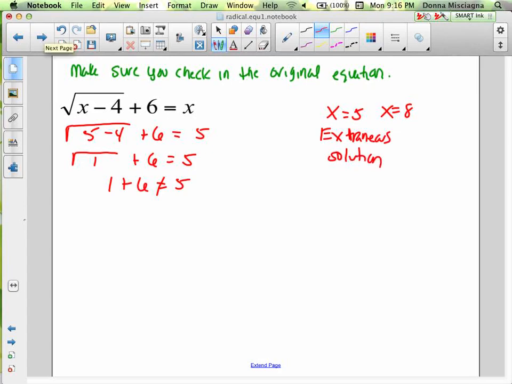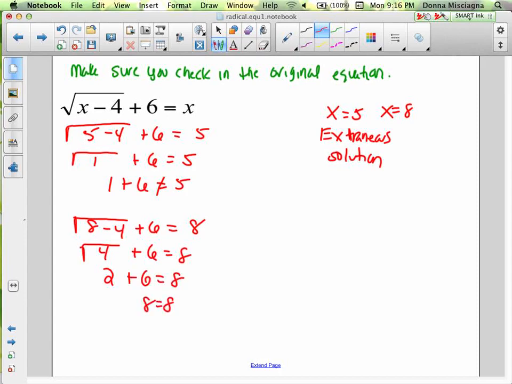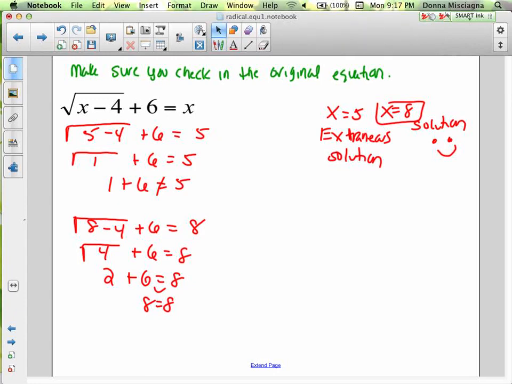All right, let's check the next one. All right, so we have the square root of 8 minus 4 plus 6 equals 8. 8 minus 4 is 4. Square root of 4 is 2. And 2 plus 6 does equal 8. So that one checks. And this is a solution. And we'll give it the old happy face. And there we go. Another one is solved. So we had one extraneous solution, one actual solution.